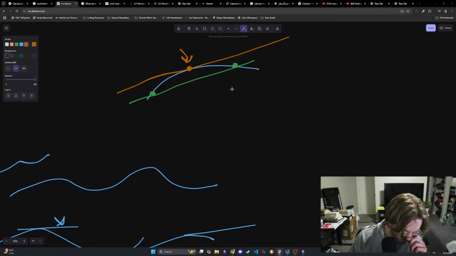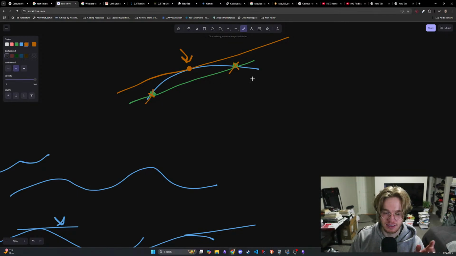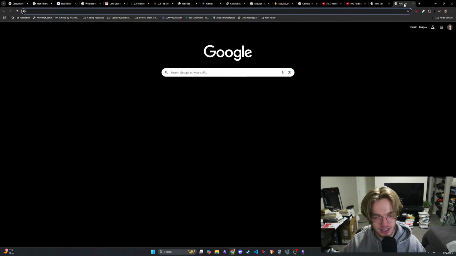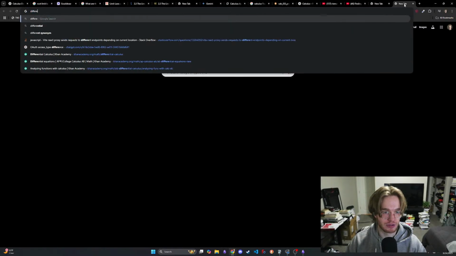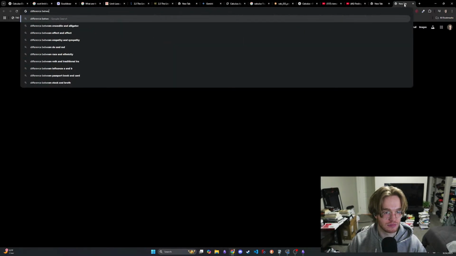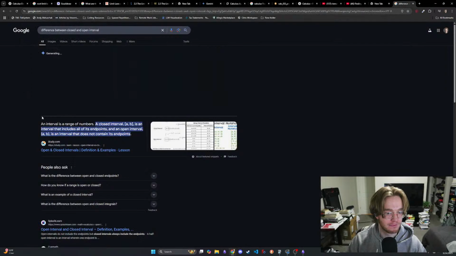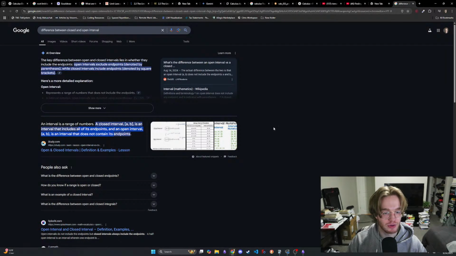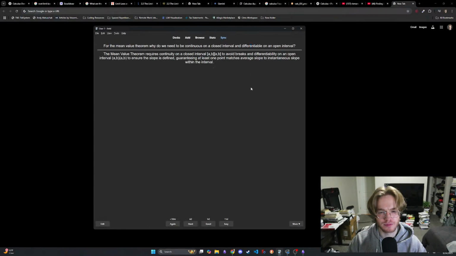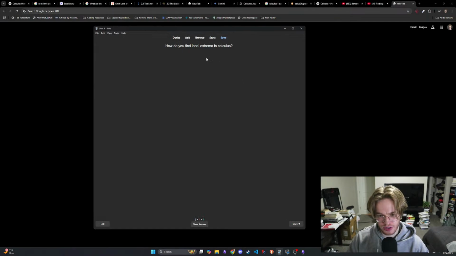So at all points along the curve it must be differentiable, and it's on an open interval because we don't need to check the slope at these endpoints, I believe. Let me just double check. I think closed interval is including, and open is exclusive. So we'll just double check that real quick. Includes endpoints. Yep, perfect.